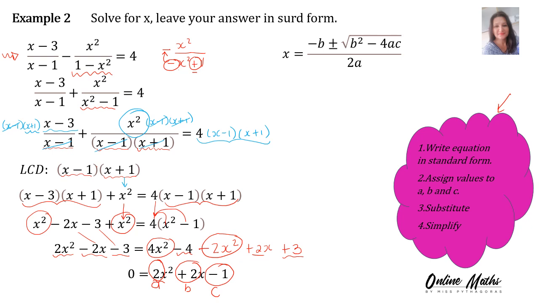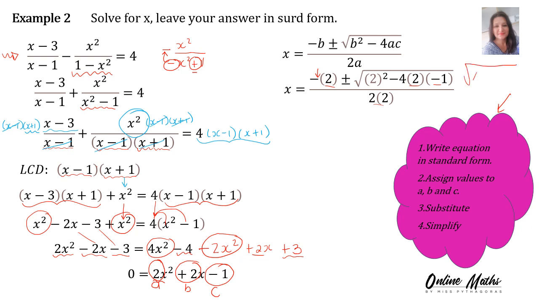Now we substitute into the quadratic formula from the formula sheet. We have x is minus, and the minus is the minus from the formula. B's value is plus 2, plus minus. B's value is 2 squared minus 4. A's value is 2. C's value is negative 1 over 2 times 2. And then again, under the root sign here, 2 squared is 4. And then this part, a minus times a minus is a plus. 4 times 2 is 8 times 1 is 8.